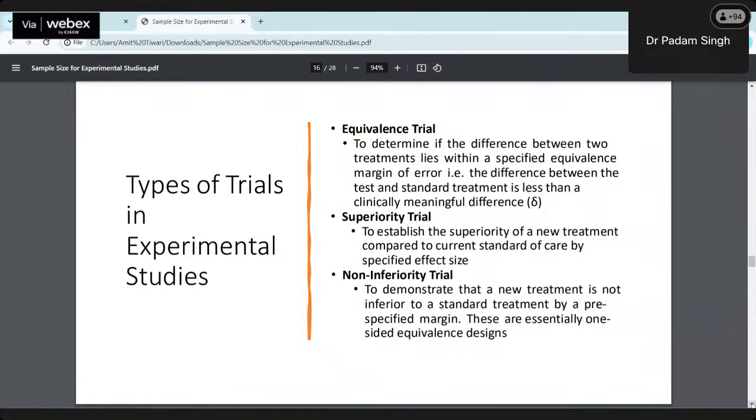देखिए equivalence trial में the delta could be either side. Non-inferior में it is one-tailed delta, one-tailed equivalence. So that one has to see. Now I will discuss sample size calculation for each of these three situations. Next.